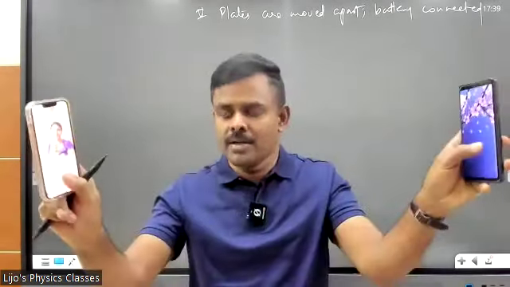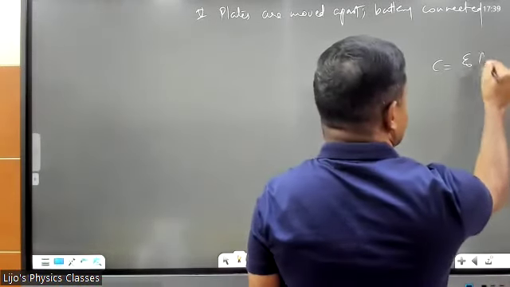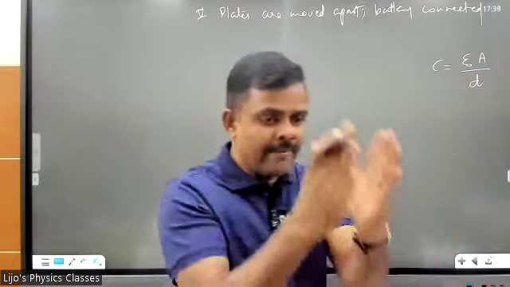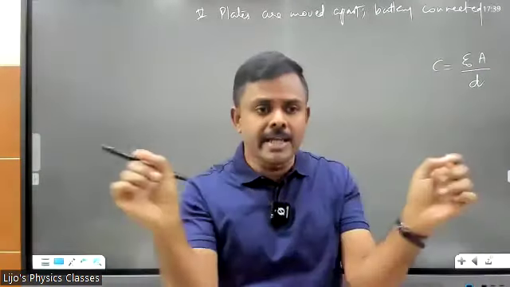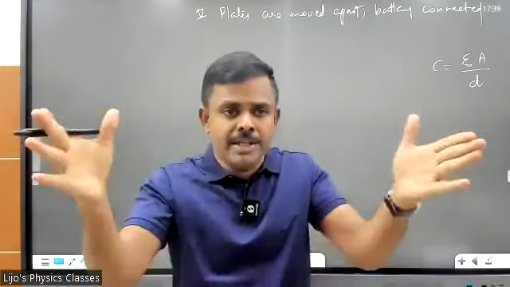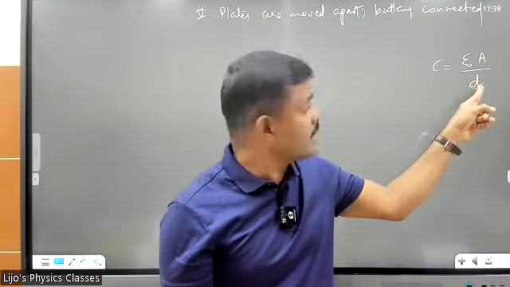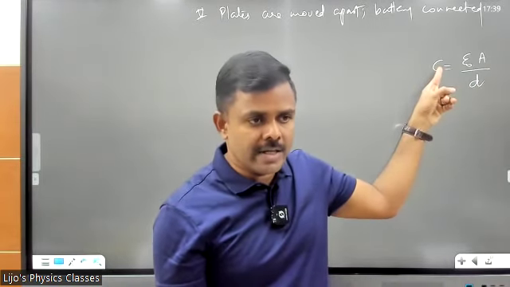And pulling them apart. What will happen if you pull them apart? Capacitance is originally epsilon 0 A by D. When you pull them apart, spacing increases, right? It's not about introducing slab. Spacing increases. D will increase, right? D will increase means C will decrease.